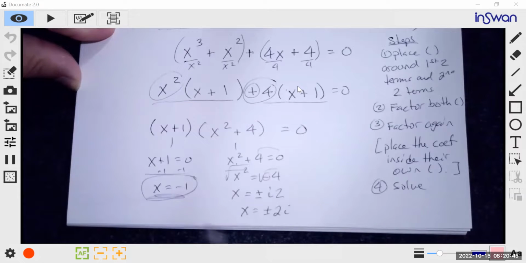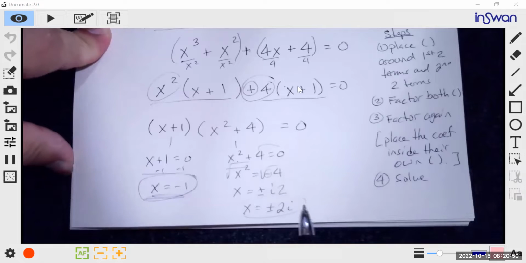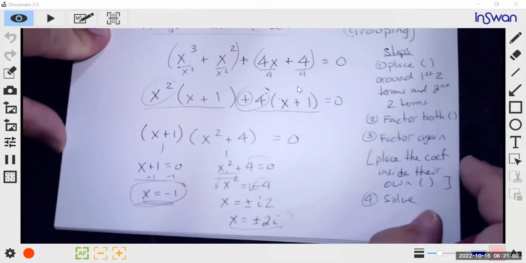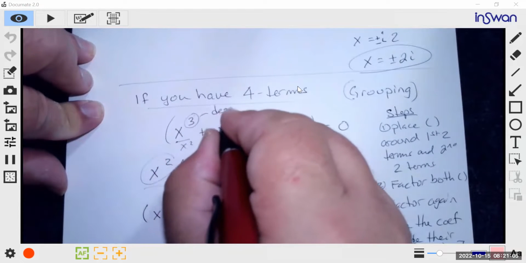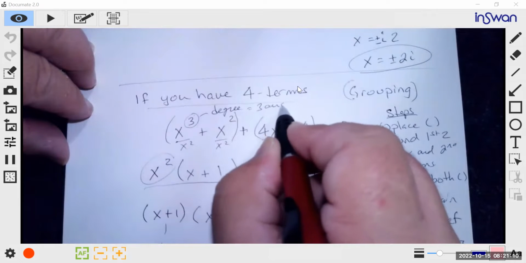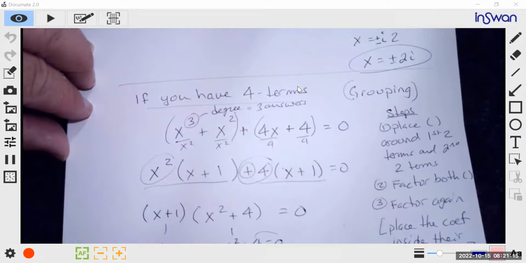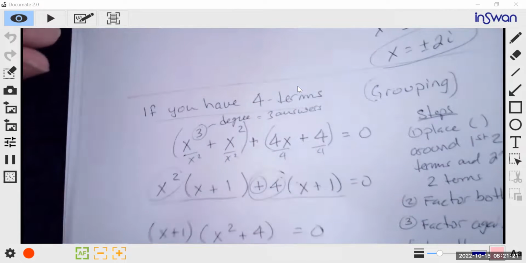So you only have one real answer and two imaginary answers. And that's going to be another important factor. Whenever you have imaginary answers, they always come in pairs. They always have to come together. Remember, the degree is 3, which means we're going to have at most 3 answers or 3 solutions. Let's look at another one like that.